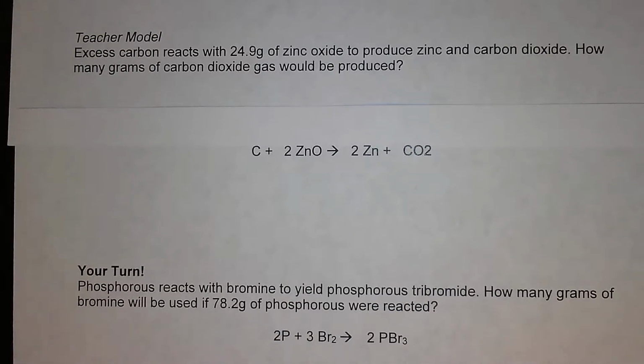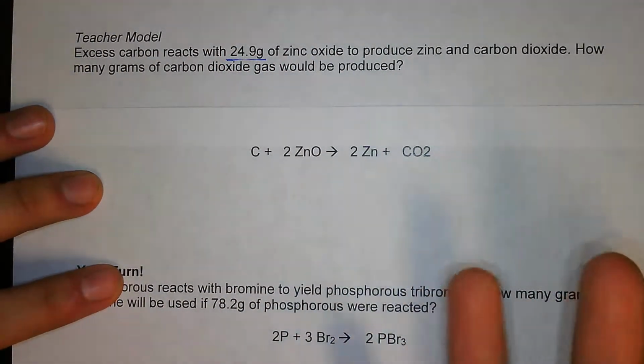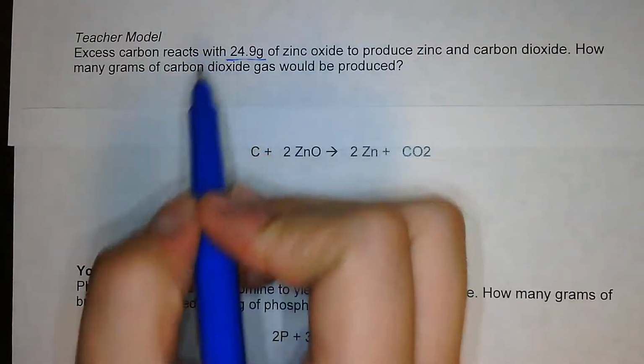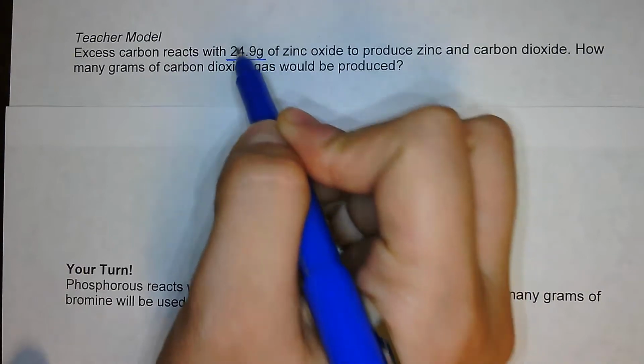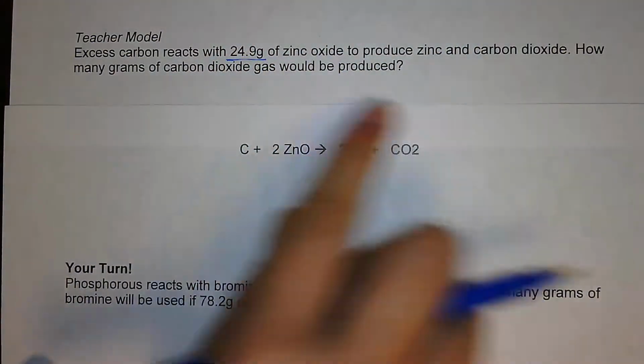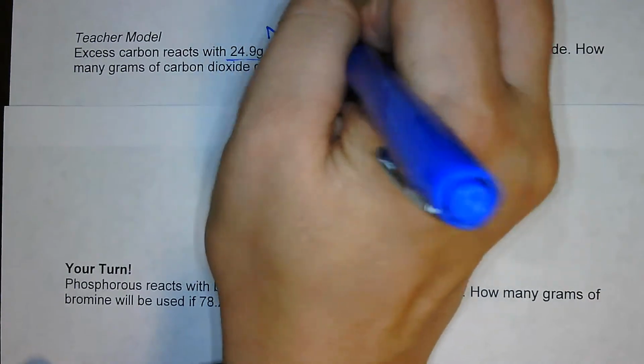Alright, so this question is a little different than the last one. Same principle, but a little different, because it gave me mass. I started off with mass. So straight off the bat, I'm going to tell you guys, you can never, never, never compare mass to mass when you're talking about a chemical equation. You always have to go through moles.